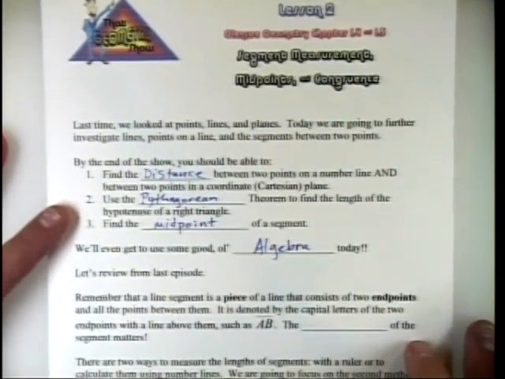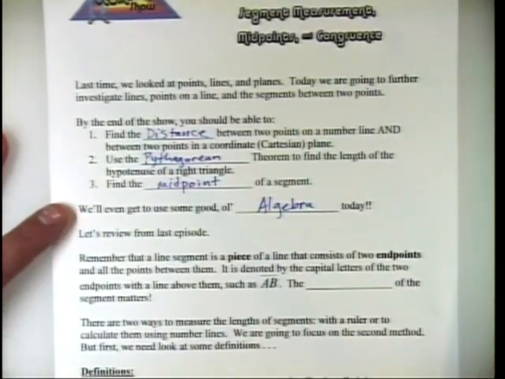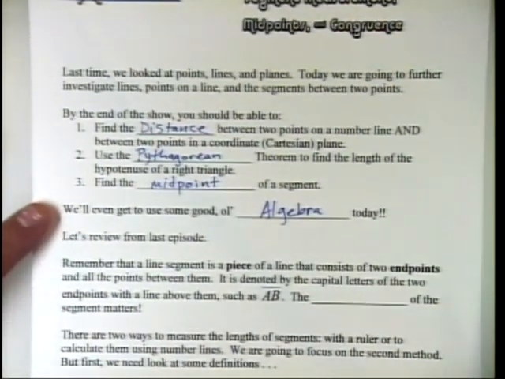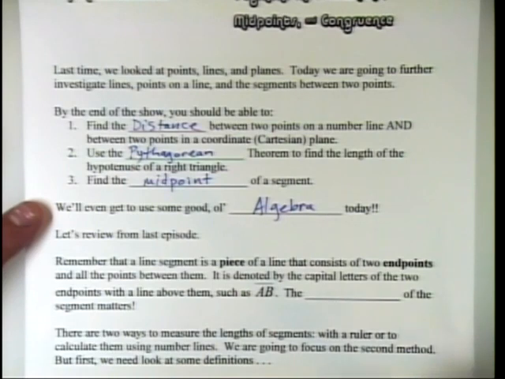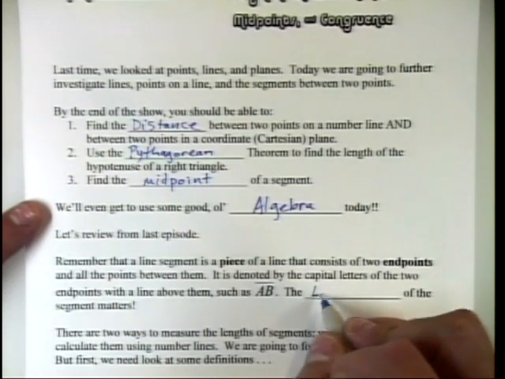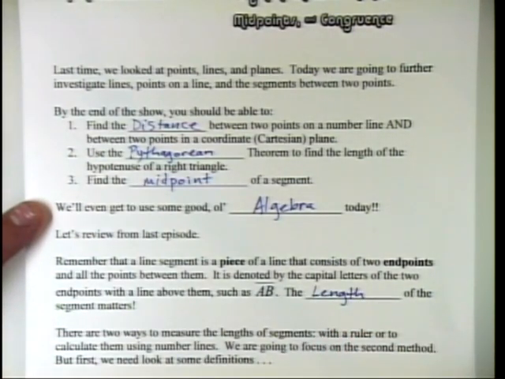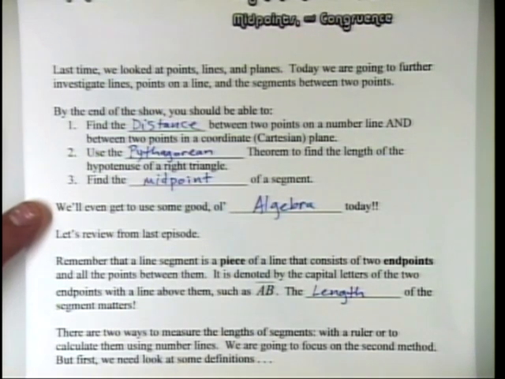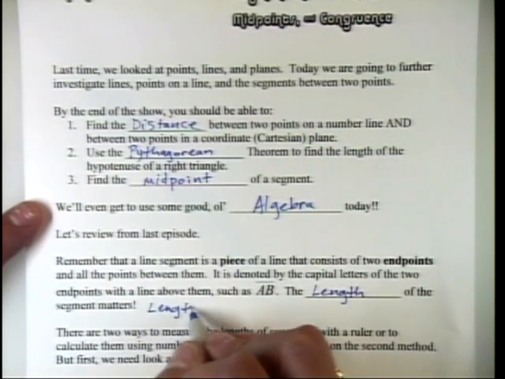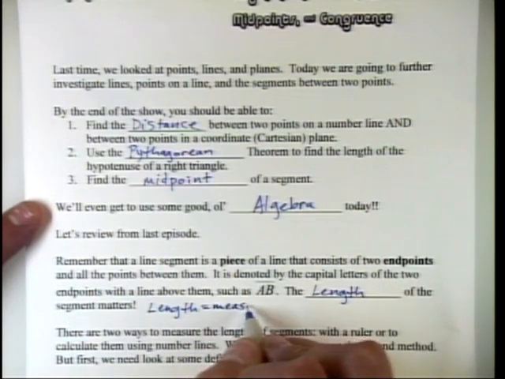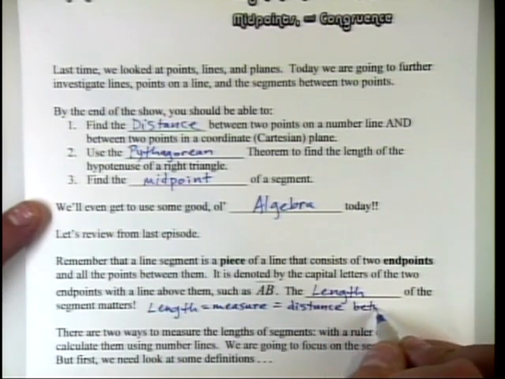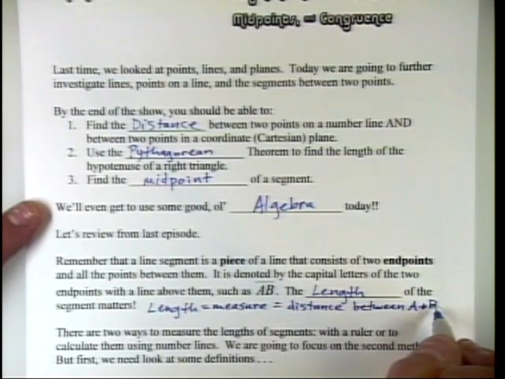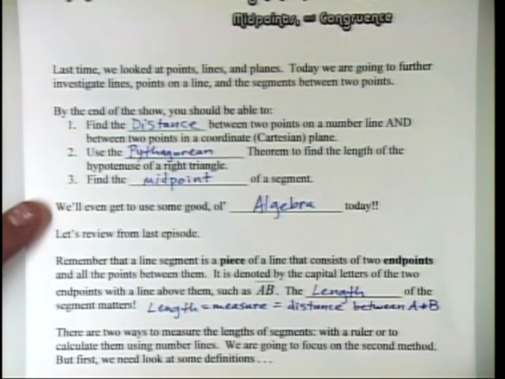Now let's review a little bit from last episode. Remember that a line segment is a piece of a line that consists of 2 endpoints and all the points in between them. It's denoted by the capital letters of the 2 endpoints with a line above them, such as AB with a line. That means segment AB. The length of the segment matters. Now, a word about length here. We're going to be using some words interchangeably. When I talk about length of a segment, that's the same thing as the measure of the segment, which is also the same as the distance between the 2 points, in this case, A and B. So length is the measure, is the distance between the 2 points.